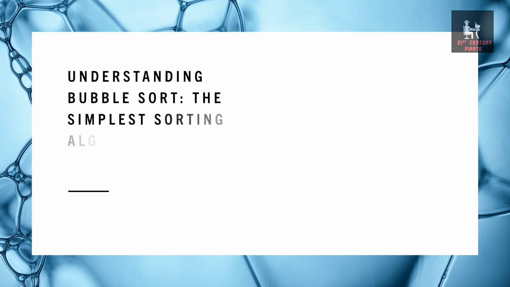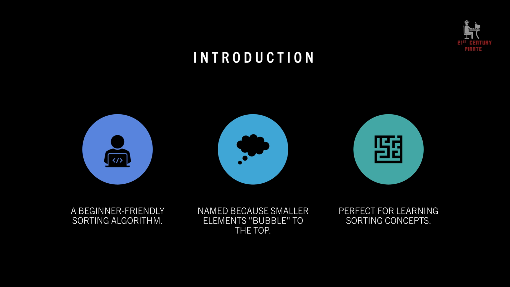Hi, today we are going to learn about the bubble sort algorithm, the simplest sorting algorithm. Bubble sorting algorithm is a beginner-friendly sorting algorithm. It is named because smaller elements bubble to the top. It is perfect for learning sorting concepts.